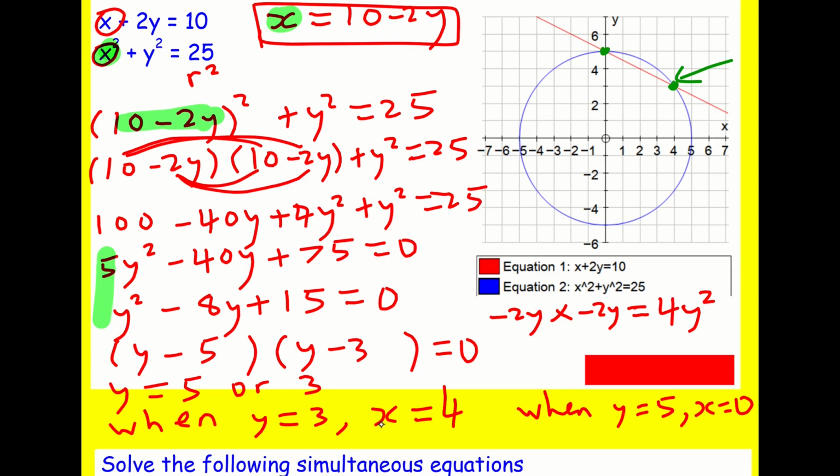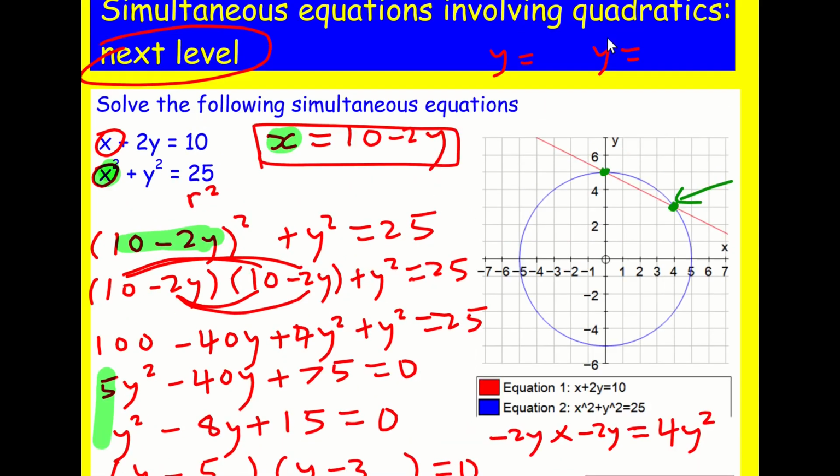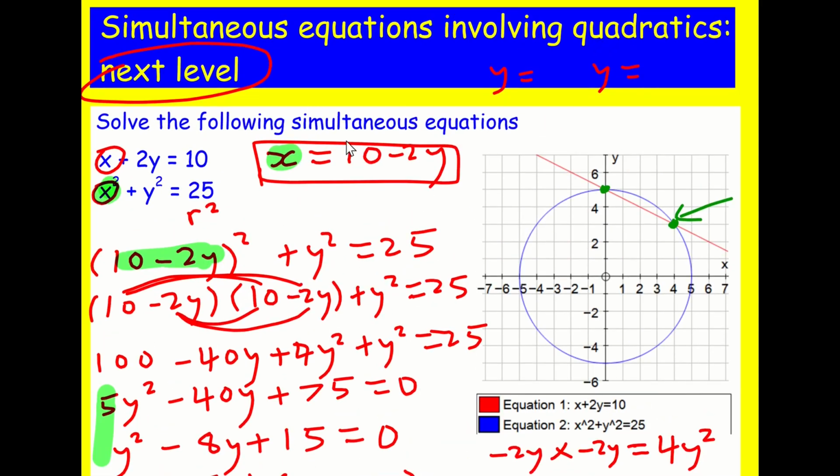If you have to read the coordinate the other way around, 4, 3 is this one, and 0, 5 is this one. So well done on solving this quadratic equation, this simultaneous equation involving a quadratic, I should say. Okay, in this case, it's a circle, a bit different from a parabola, but it's the same process except for this extra little step.